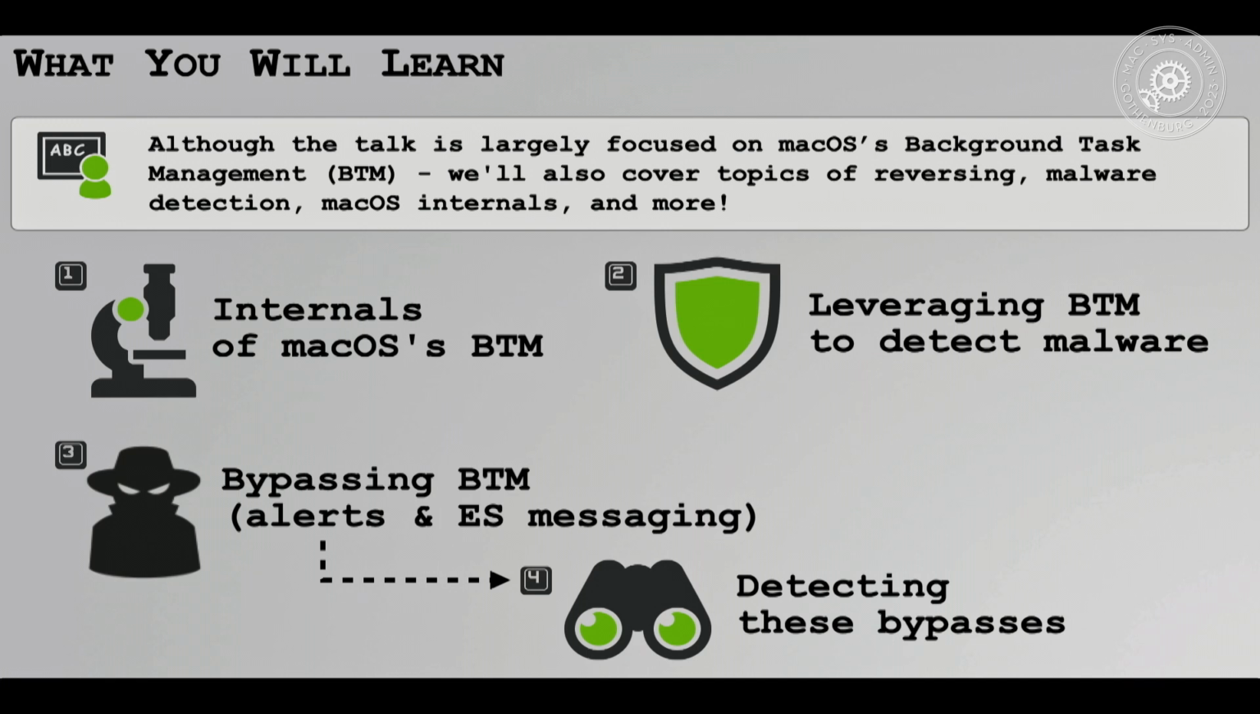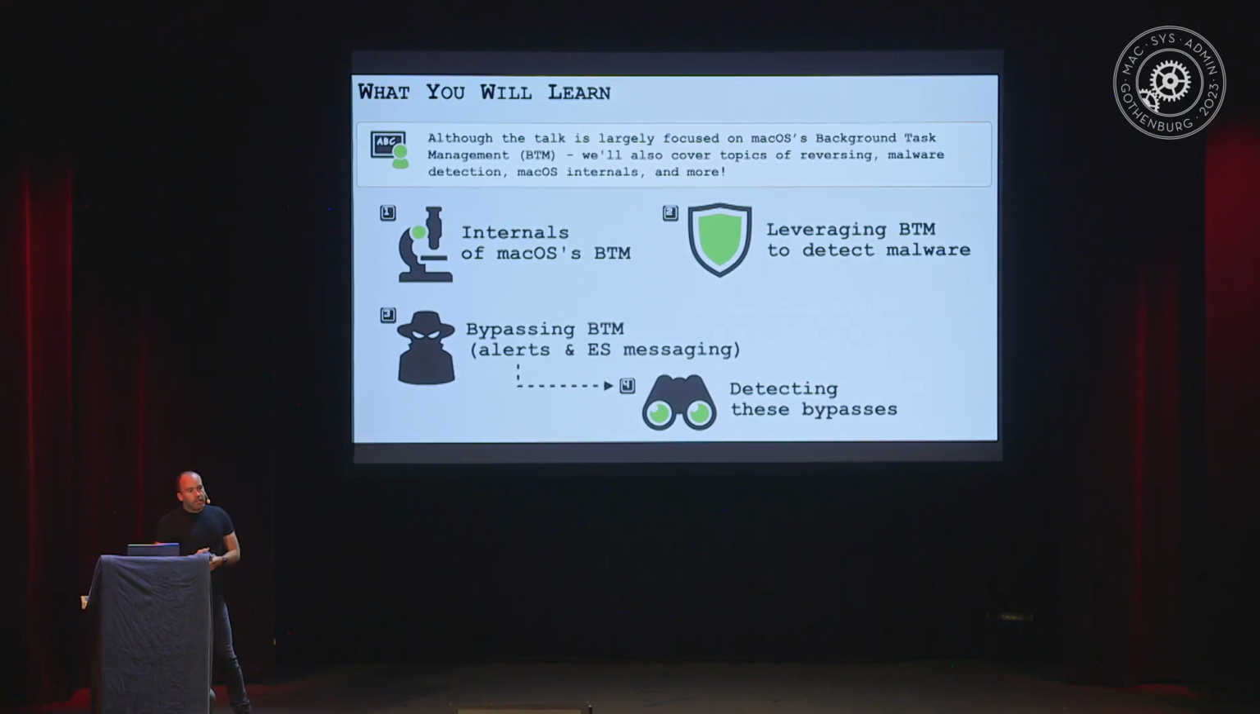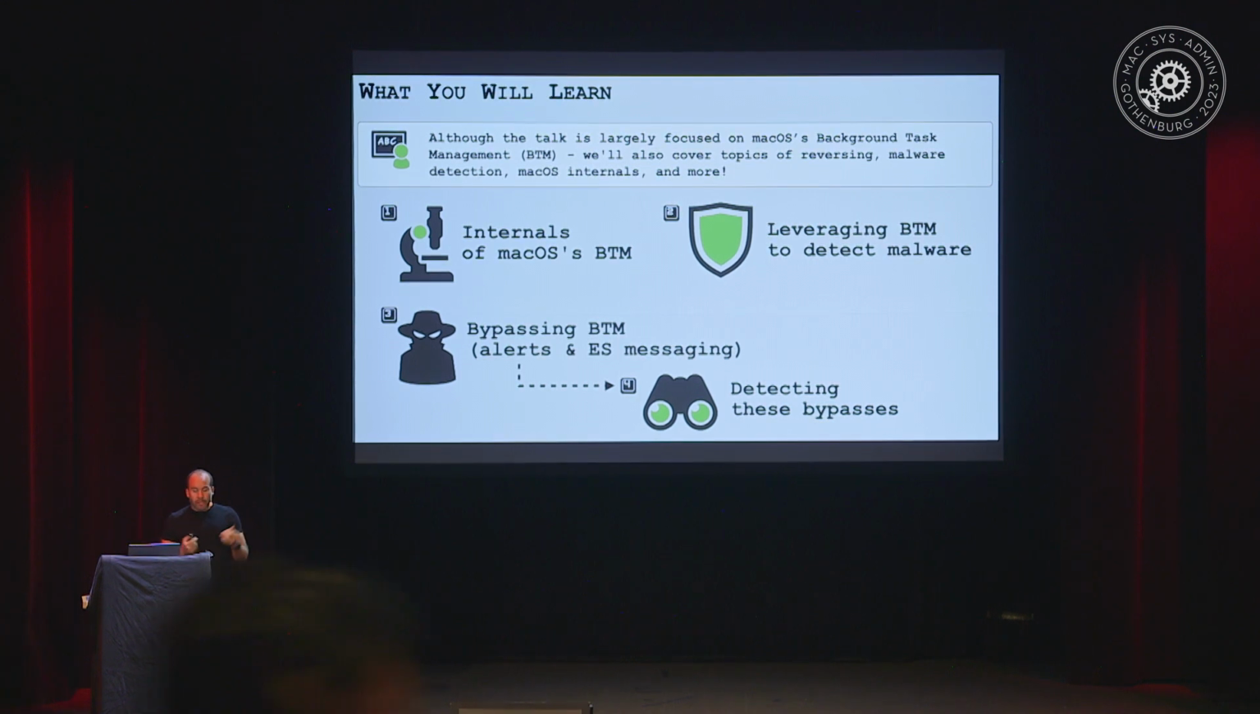We're going to start by looking at the internals of macOS's BTM, background task management subsystem. We are then going to talk about, once we have an understanding of this framework, how to leverage it to build our own security tools. We're then going to put on our black hats, put ourselves in the shoes of offensive-minded adversaries, and talk about how we can perhaps bypass this subsystem. Because it's always good to know the limitations of any security technology. And then finally, we're going to end by talking about how we as third-party developers can write detections to detect potential bypasses until Apple gets their act together.